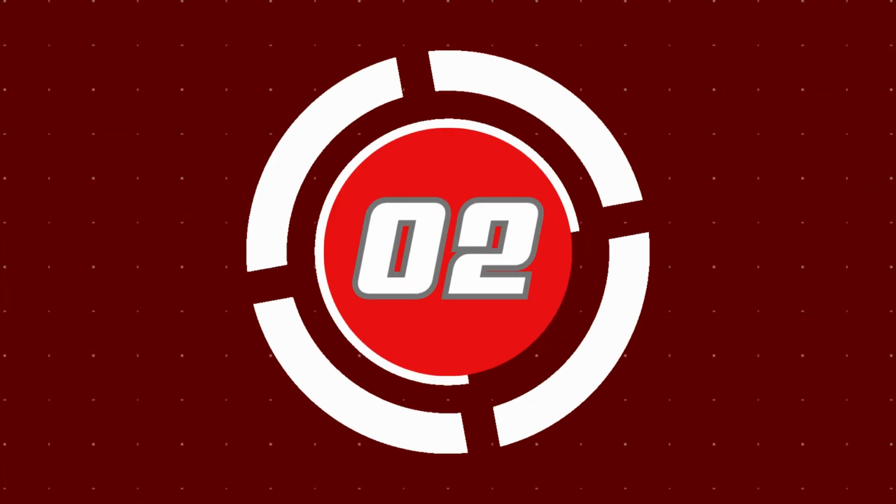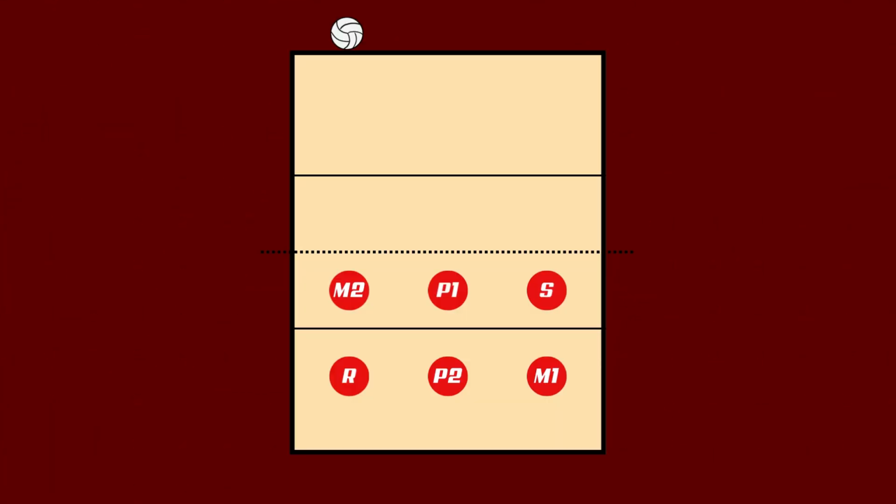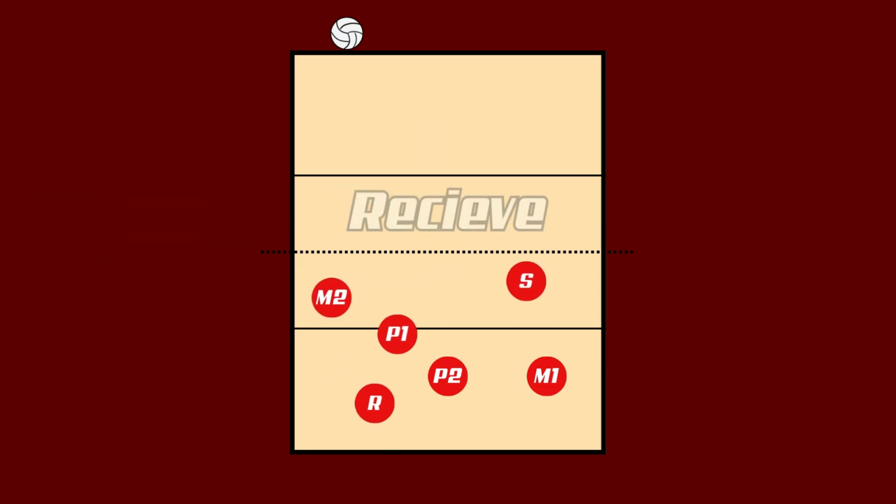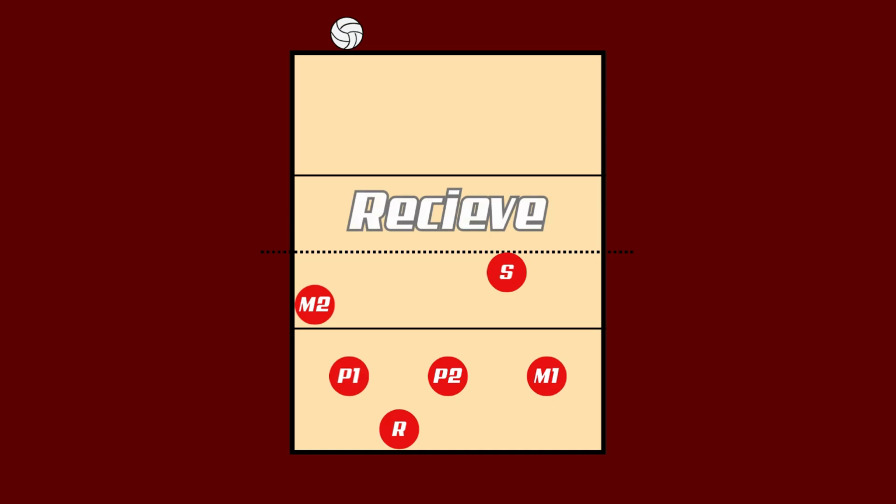Rotation 2. This is our final rotation. The setter is in zone 2, therefore does not need to move. We would like P1 to pass, therefore they will slide over to the left while trying to stay slightly in front of P2. P1's position will push M2 to the sideline since they will have to stay to the right of the middle.